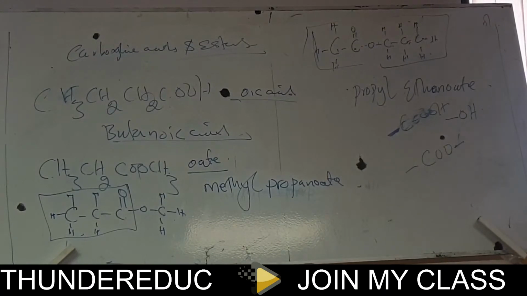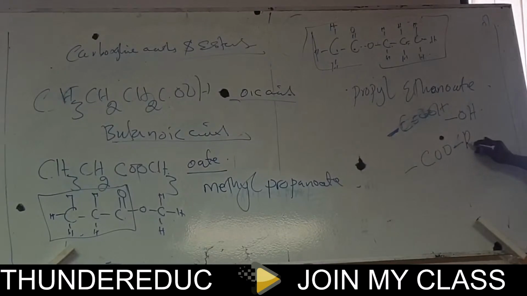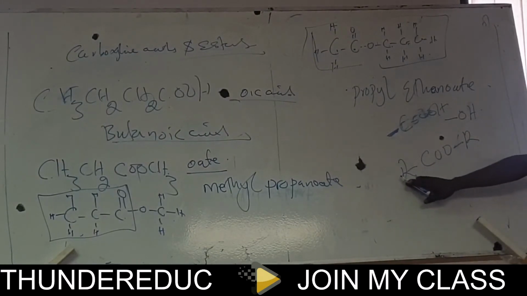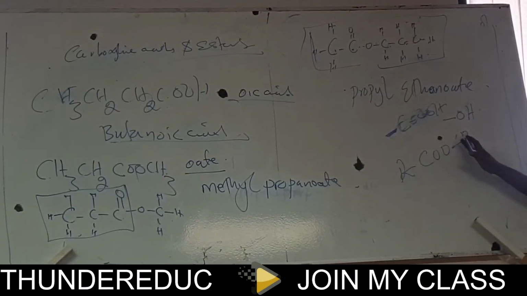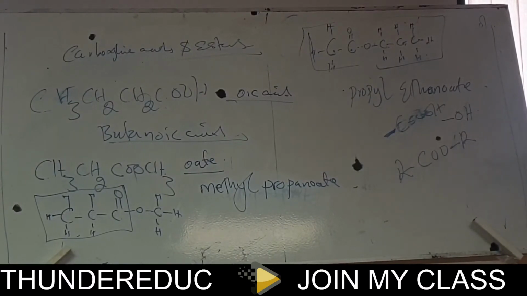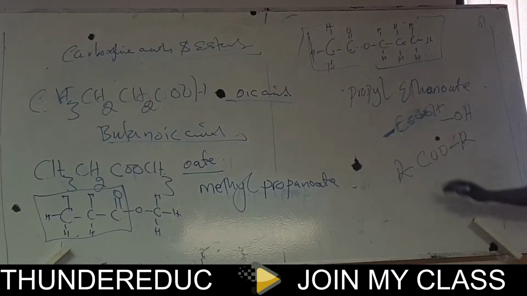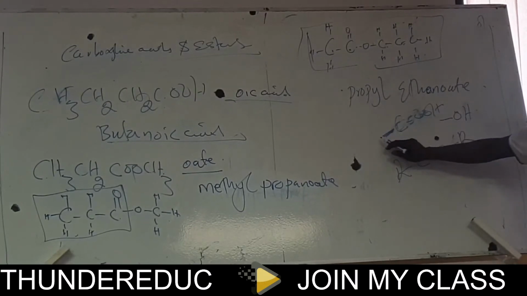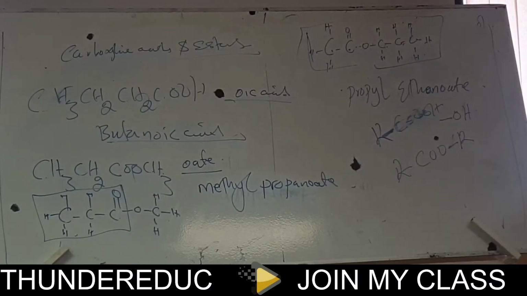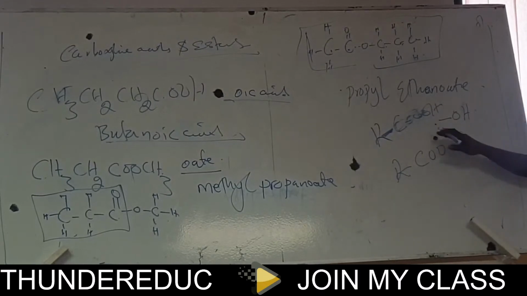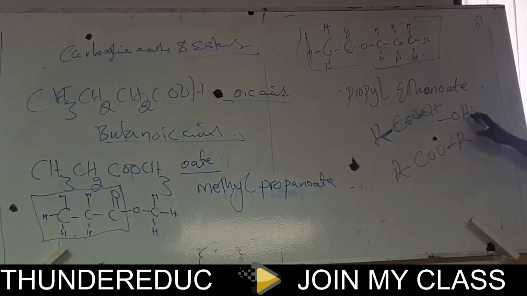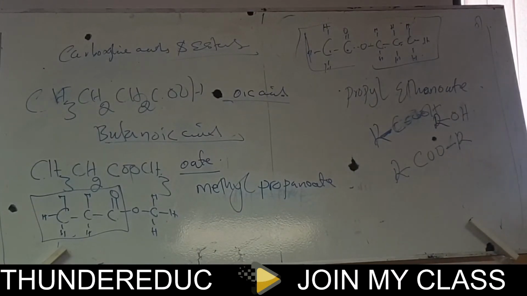Okay, guys, if you are confused with that, use R. Just put R there, which means that this is an alkyl group. We don't know how many carbon atoms are there after this. Even this one, you can put R there. That's an ester. You understand? Yes. This is an ester. Even this one, you can put an R there. We don't know how many carbon atoms are there.